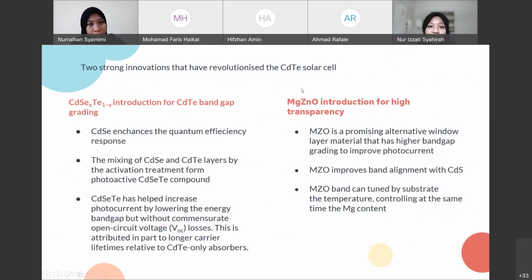So these two strong innovations have revolutionized the cadmium telluride solar cell. The first is cadmium selenide telluride, introduced for cadmium telluride band gap grading. The cadmium selenide itself can enhance the quantum efficiency response. And the mixing of cadmium selenide and cadmium telluride layers by the activation treatment can form a photoactive cadmium selenide telluride compound.